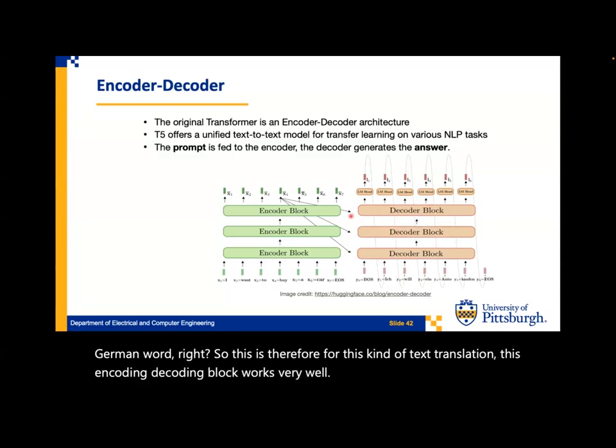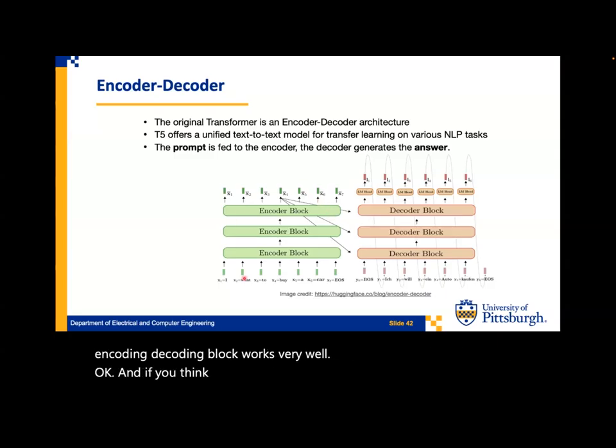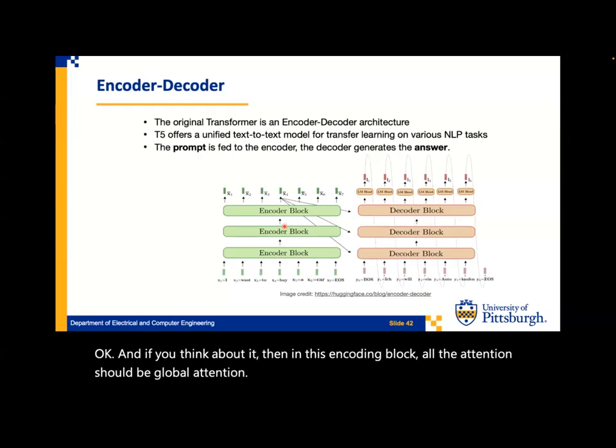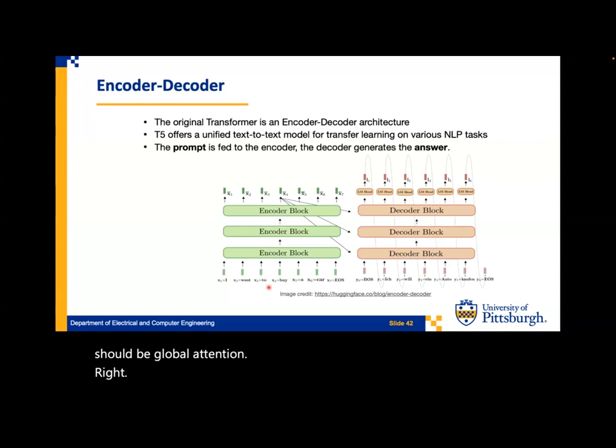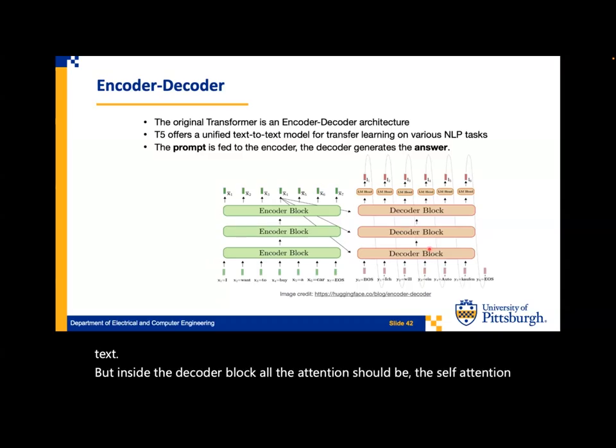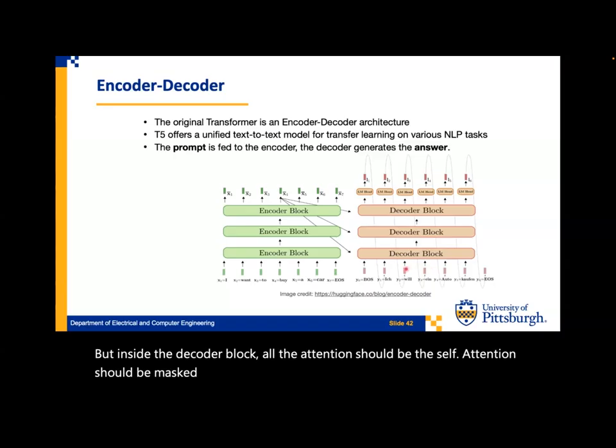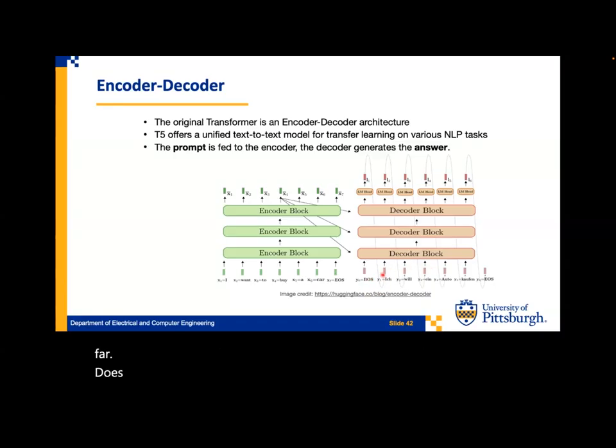And if you think about it, in this encoding block, all the attention should be global attention, right? Because you already see the whole sentence, all the original English text. But inside of the decoder block, the self-attention should be masked self-attention, because I can only see the words I see so far. Does that make sense?